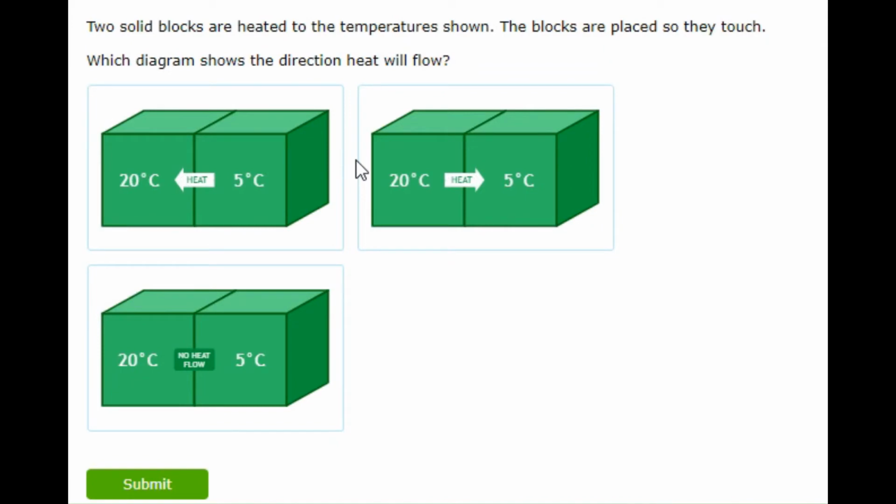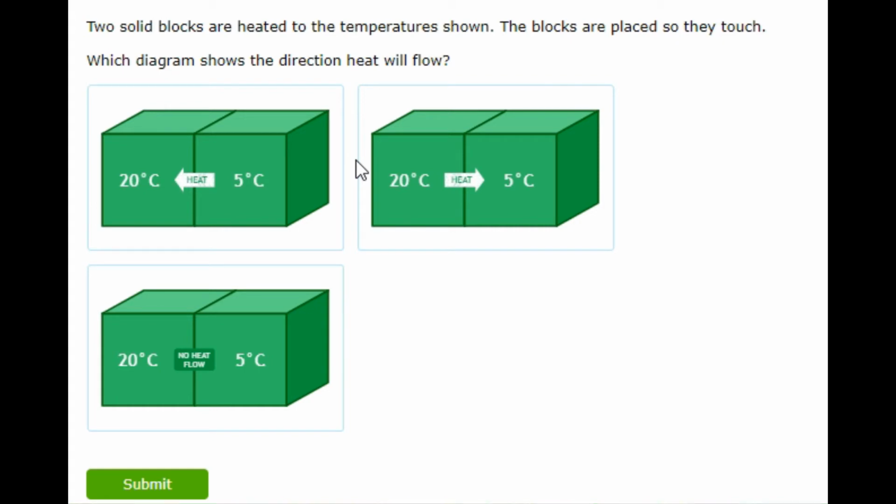We have two solid blocks. They are heating to the temperatures shown. So these two blocks, one of them has a temperature of 20 degrees and the second one has a temperature of 5 degrees. The blocks are placed so they touch. Heat must move. How does heat move?